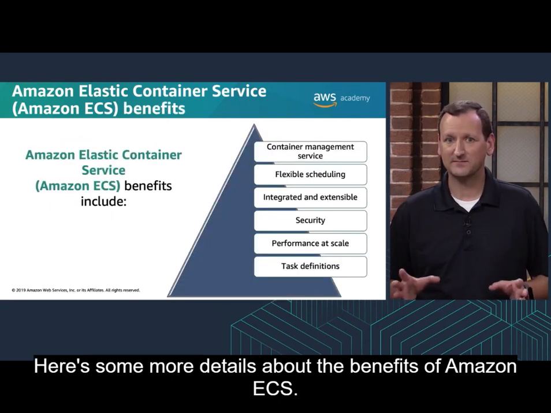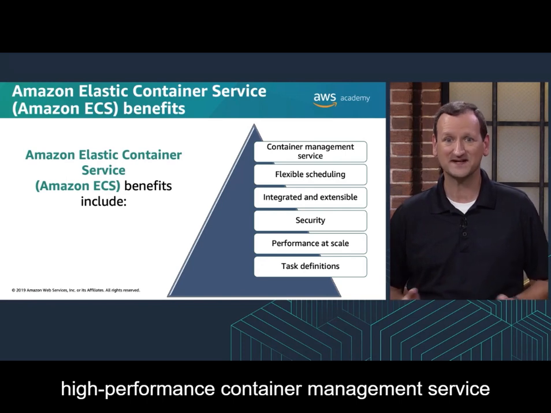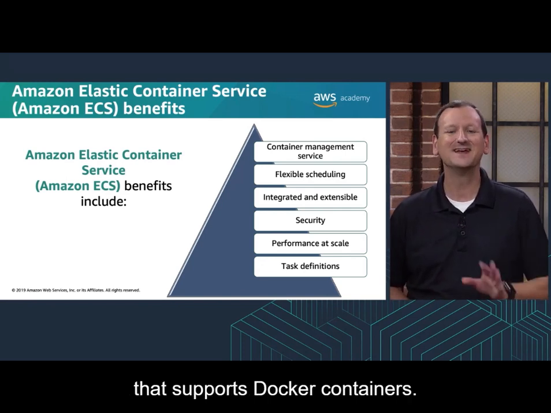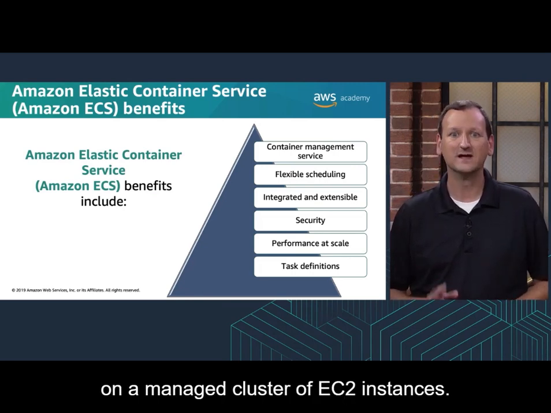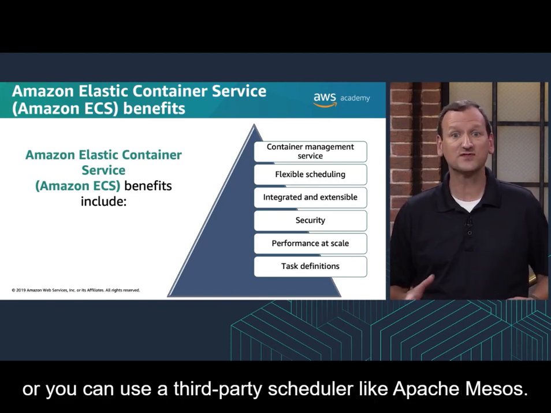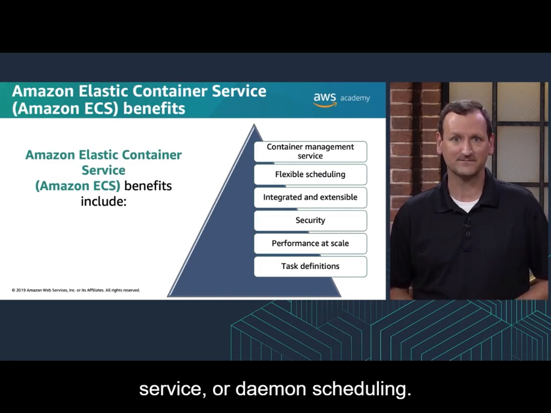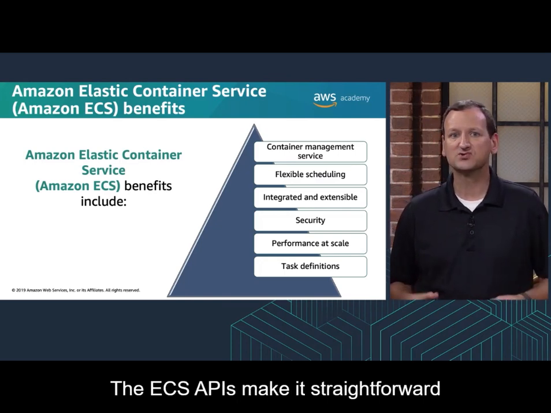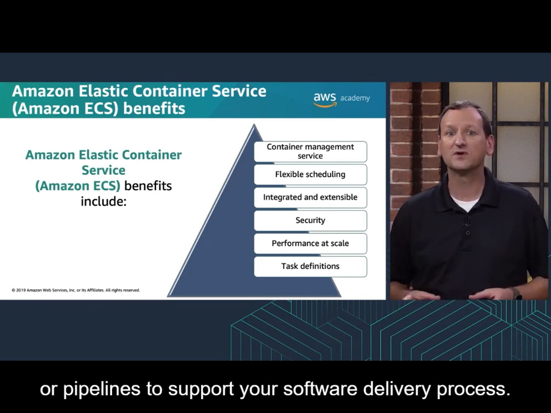Here's some more details about the benefits of Amazon ECS. First, as already mentioned, ECS is a highly scalable, high-performance container management service that supports Docker containers. It also enables you to run applications on a managed cluster of EC2 instances. It also provides flexible scheduling. ECS has a built-in scheduler, or you can use a third-party scheduler like Apache Mesos. And you have the option of performing task, service, or daemon scheduling. The ECS APIs make it straightforward to integrate third-party solutions like other schedulers or pipelines to support your software delivery process.